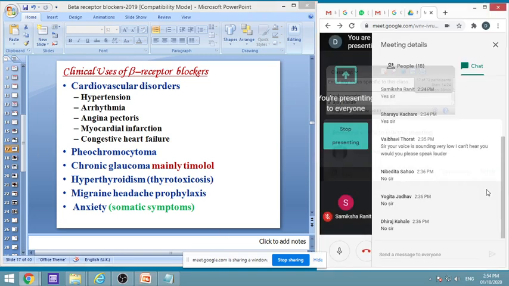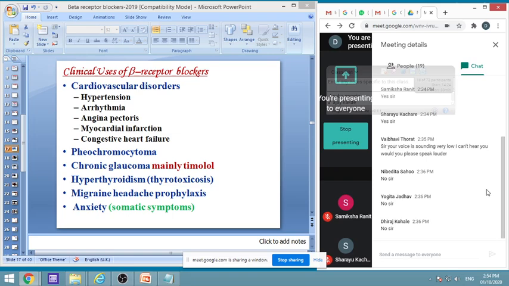Because of that, this drug will cause a decrease in the force of contraction and heart rate. So in CCF there is already a problem with the force of contraction, and therefore this can augment it, add more to it, and it can be dangerous.